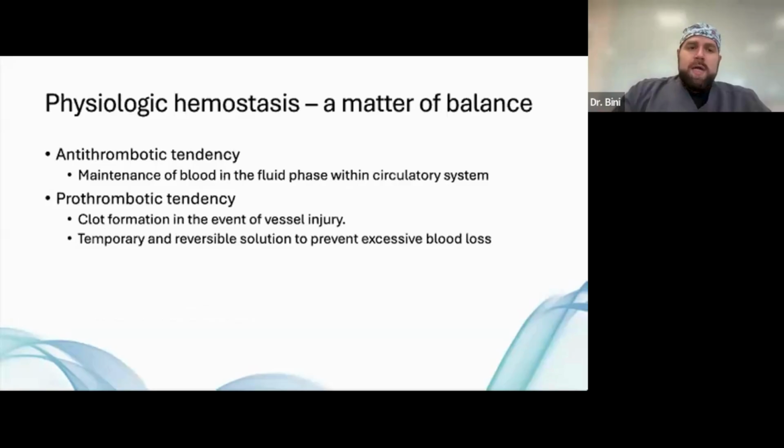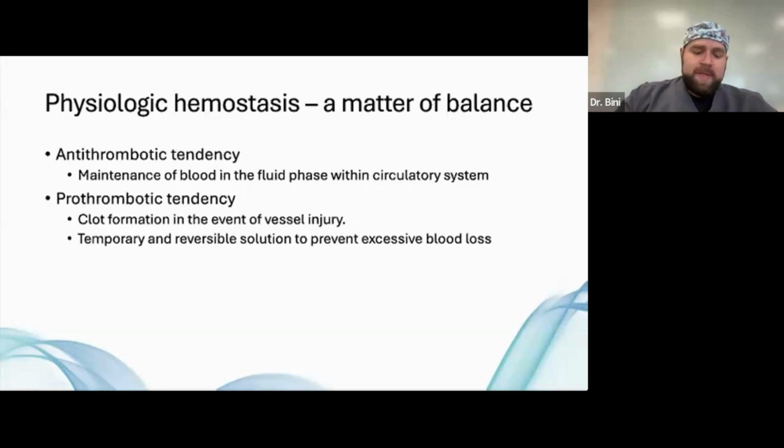So hemostasis is a balance, right? The body is trying to maintain this balance all the time between an anti-thrombotic tendency, so the tendency of the body to prevent clotting, and then a prothrombotic tendency, which is again a tendency of the body to form a clot.